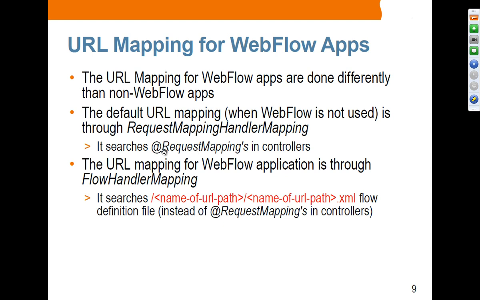Basically, this class is looking for the request mapping annotation in controllers to find which controller and which method of the controller should handle a particular URL request. Okay, that's what we have learned so far. Now, in a WebFlow enabled application, the URL mapping is handled by the flow handler mapping class. In this case, it will try to search for a flow definition file under the same name, the name of the URL path / name of the URL path.xml file.